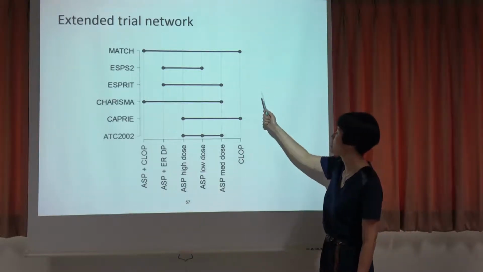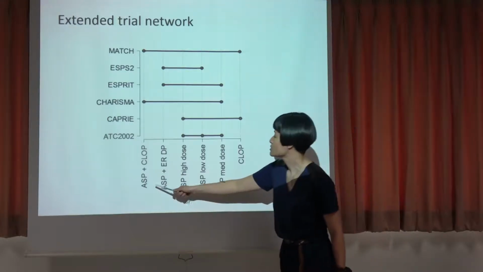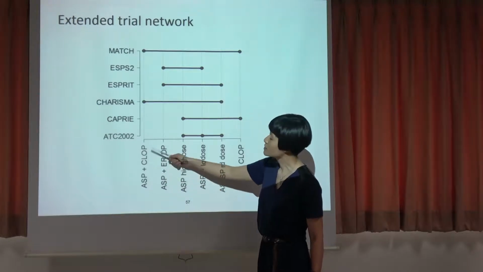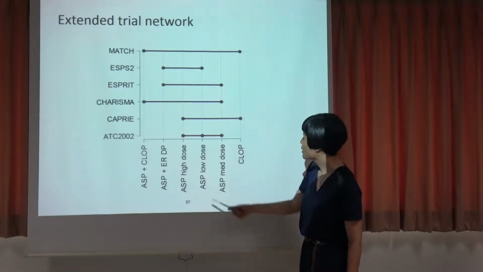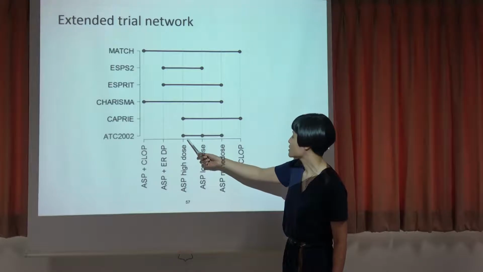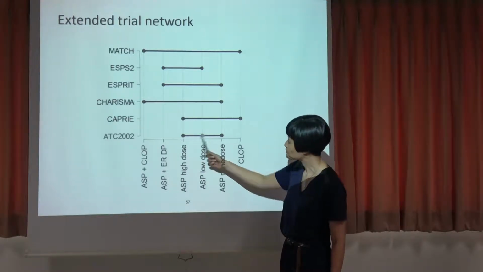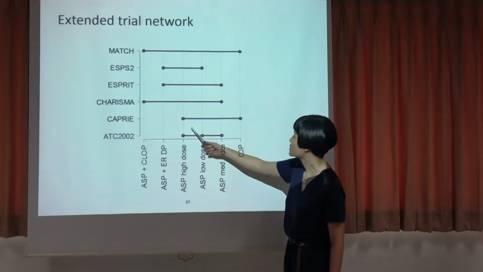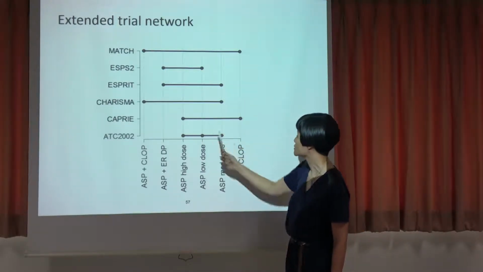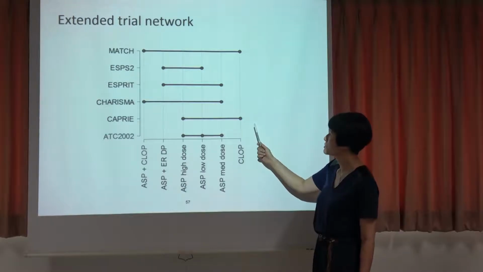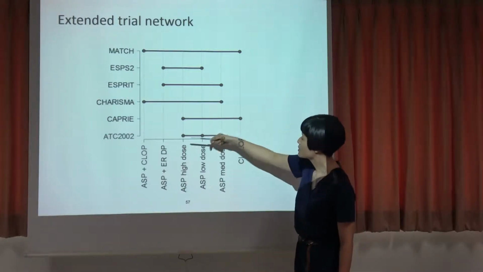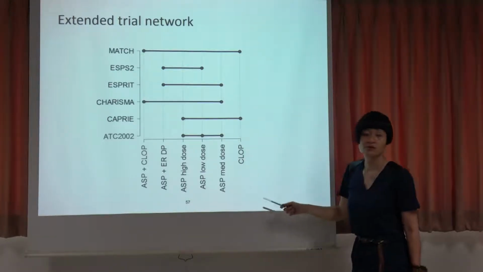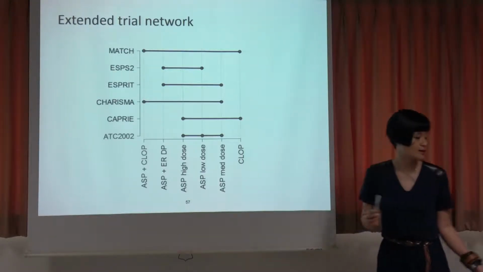The MATCH trial compared aspirin and clopidogrel with clopidogrel, so the trial itself doesn't split the doses up. But here you've got the ATC 2002, a 3-arm trial comparing high, low, and medium dose. Then you've got the CAPRIE trial, which is actually high dose compared with clopidogrel. And the CHARISMA trial is comparing aspirin and clopidogrel with medium-dose aspirin. So that's a potential effect modifier.